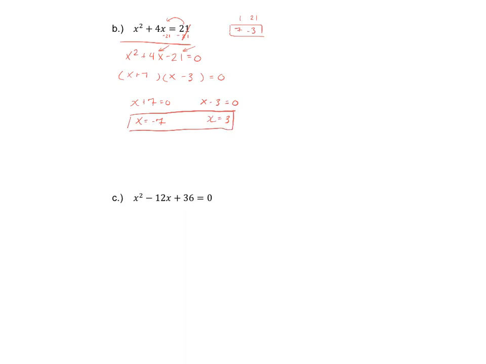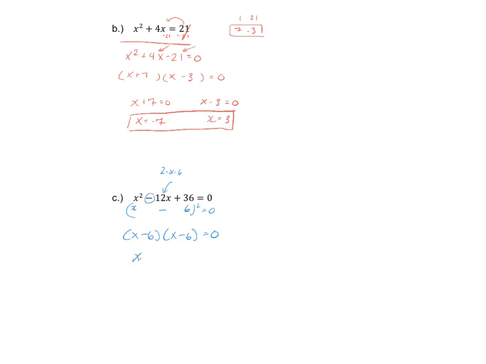Next one, it's already equal to 0, so I can just start factoring. You might realize that we have a perfect square trinomial here. The square root of x squared is x, the square root of 36 is 6, and this is 2 times x times 6. So you could just take the first term and square it and make it equal 0, which really means I have x minus 6 times x minus 6 equals 0.